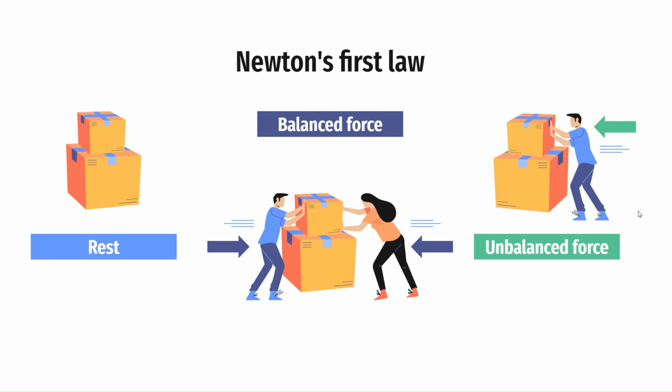A little refresher, Newton's first law is that an object at rest will stay at rest, and an object in motion will stay in motion unless acted upon by an external force. In these images, we see an object at rest, we see an object under balanced force, which also means it will stay at rest, and an object under unbalanced forces, and it will start moving and accelerating.